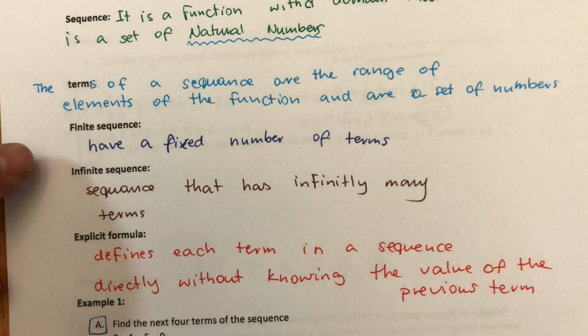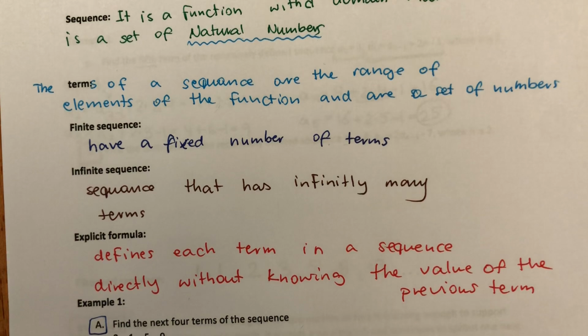We will talk about two types of sequences. The first one is the finite sequence. It is going to have a fixed number of terms. For example, if I say I have a sequence that is 1, 2, 3, 4, 5, that's it, that's a finite sequence. It has a fixed number of terms. But then I could also have an infinite sequence that will have infinitely many terms. If I say 1, 2, 3, 4, 5, and so on, and the pattern continues, that would be the infinite sequence.